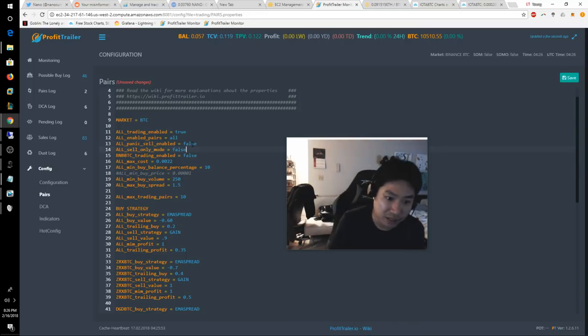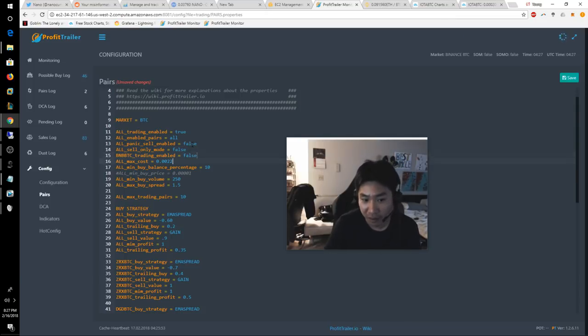So that's panic sell. Sell only mode is a good feature. If you feel like the market's just not doing so well or it's going crazy and you don't feel comfortable having your bot purchase anything, just set this to true. The only thing your bot will do is try to sell. It will not buy anything. It will ignore all the other settings and only try to sell.